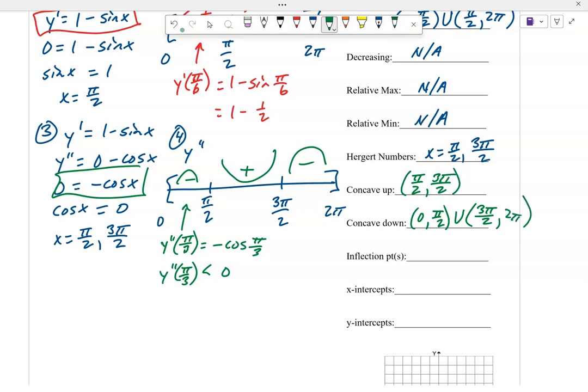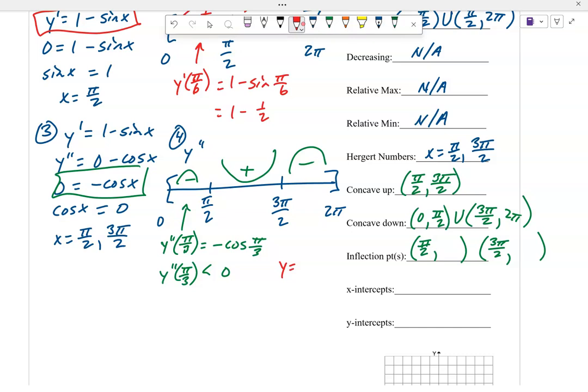Okay. Do we change concavity? Yes. We change from concave down to concave up at pi halves. So pi halves is an inflection point. And then we change from concave up to concave down at 3 pi halves. And so I'll have to throw that into my original function.